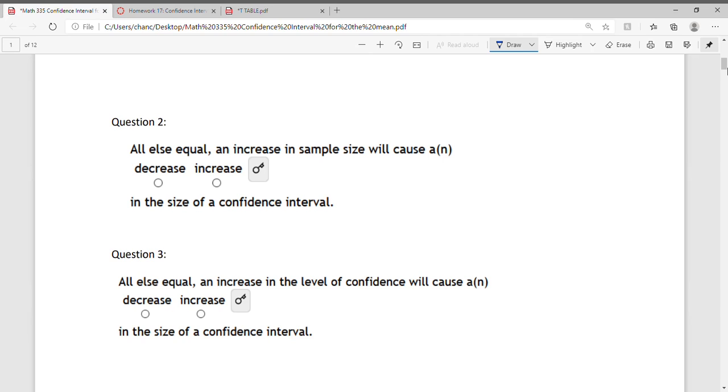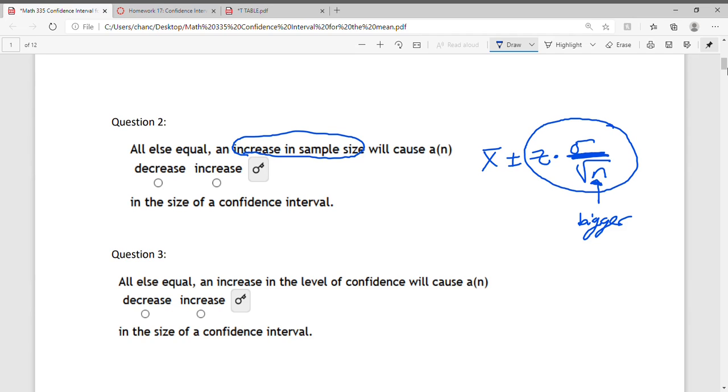Question 2. All else equal, an increase in the sample size would cause a decrease or increase in the size of a confidence interval. Do not guess on this question. In order to figure this out, I'm going to review the formula for the confidence interval. Here we have x bar plus or minus z times sigma over the square root of n. What would happen if the sample size were to increase? Well, n would get bigger, and since we're dividing by a larger number, what do you think happens to the value of z times sigma over the square root of n? This would become smaller. Since I'm dividing by a bigger number in the denominator, the overall value of z times sigma over the square root of n would be smaller.